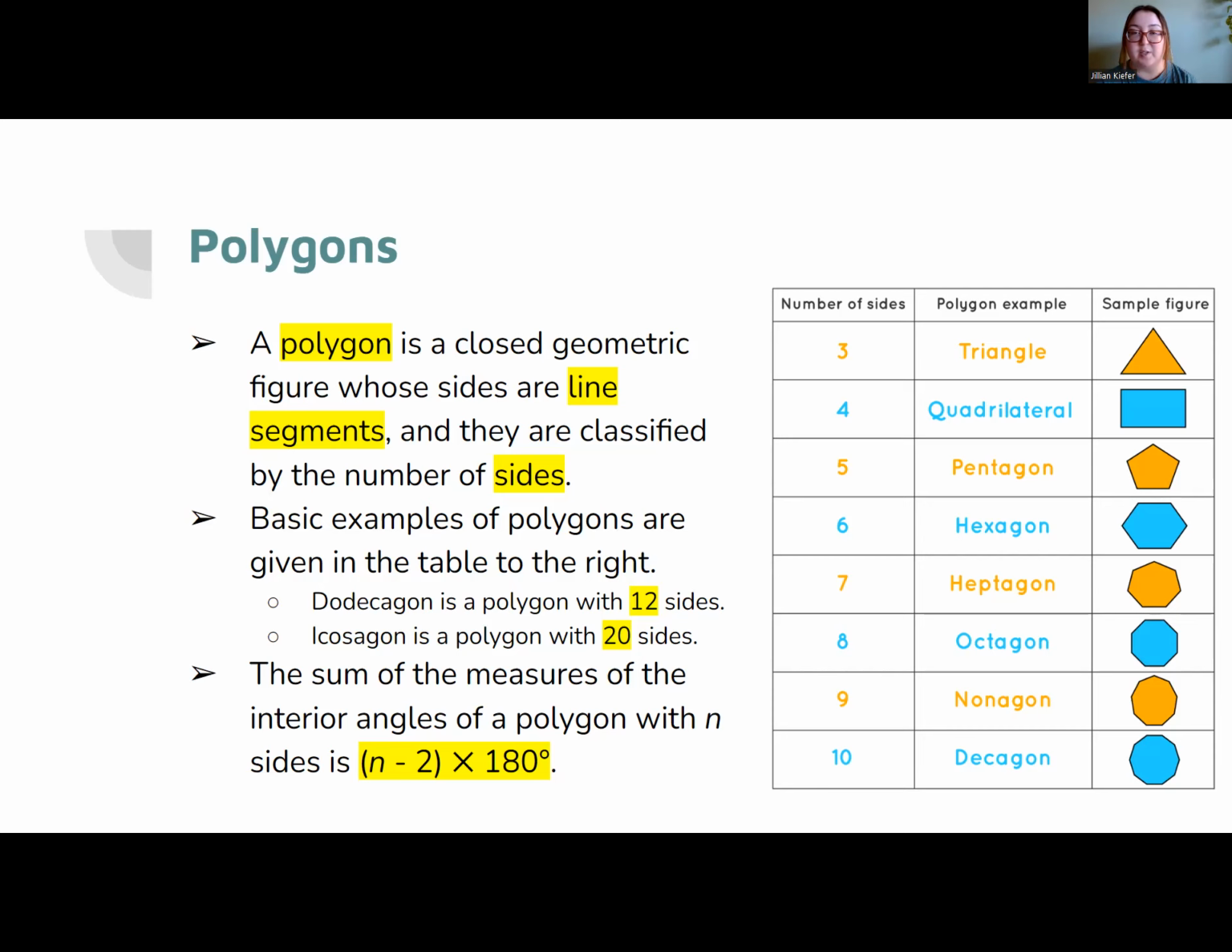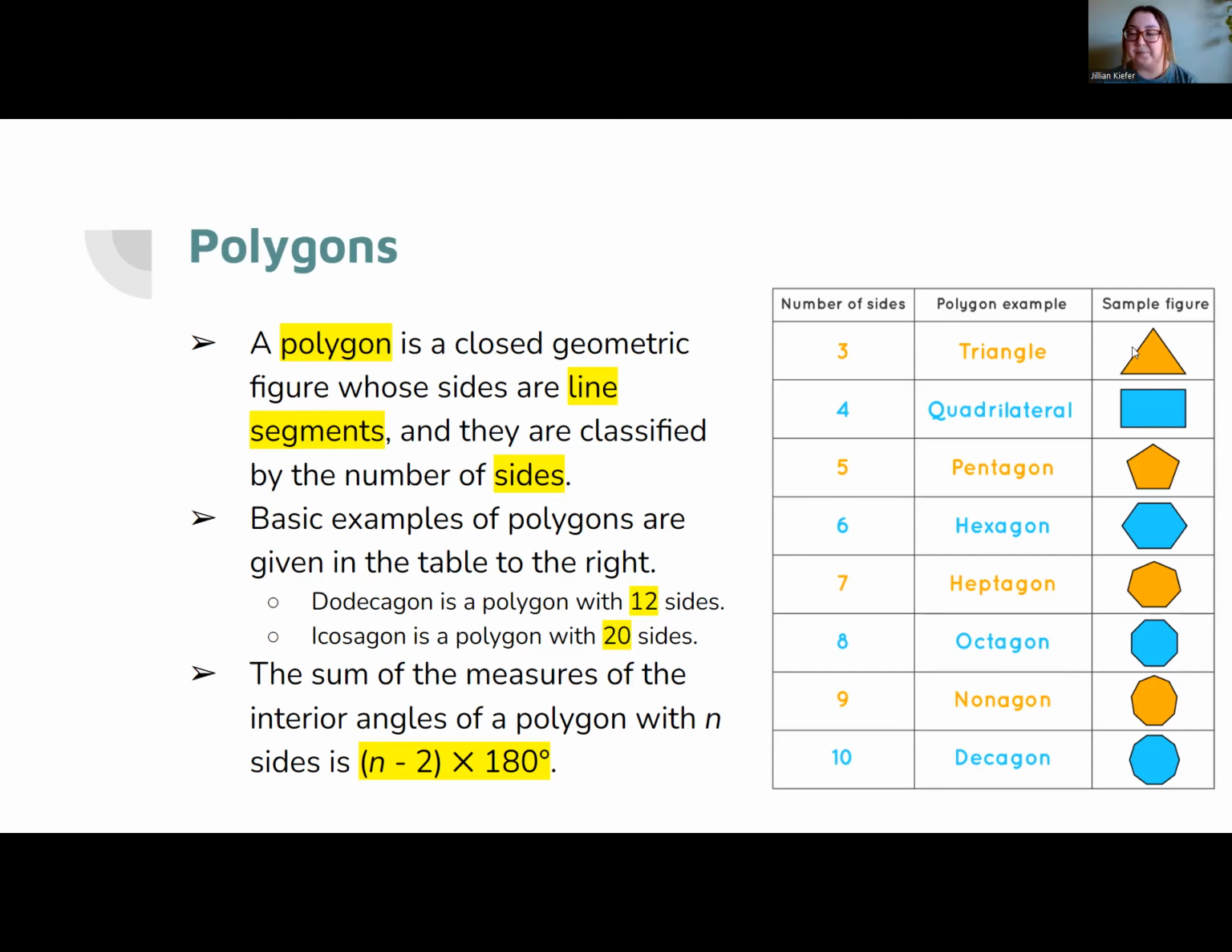So starting off with the first polygon is the triangle. A triangle has three sides. Here's what a triangle looks like. A quadrilateral has four sides. There's many different types of quadrilaterals. A pentagon has five sides. A hexagon has six sides. A heptagon has seven sides. An octagon has eight sides. A nonagon has nine sides. And a decagon has 10 sides.